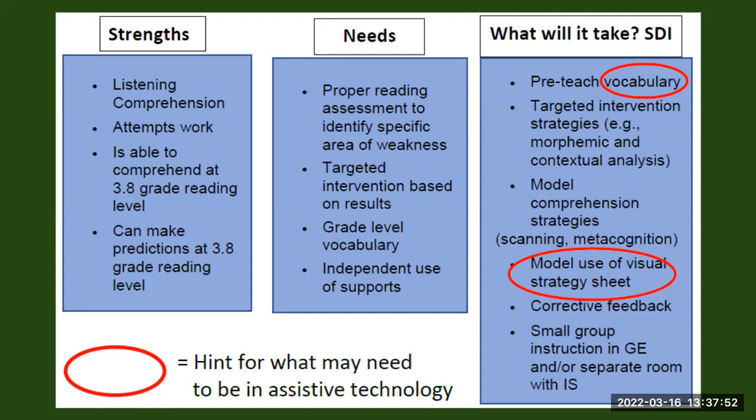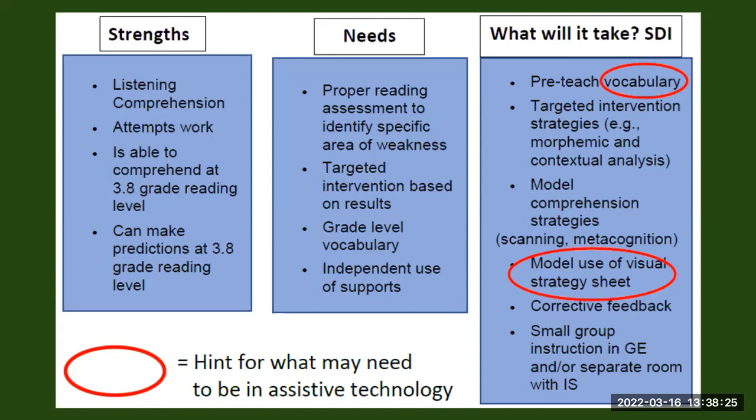Well, we could pre-teach vocabulary, targeted intervention strategies, so morphemic and contextual analysis, helping him recognize those context clues. We could model comprehension strategies, so we could teach him and show him how to use scanning and metacognition. Model use of a visual strategy sheet, provide that corrective feedback, and then obviously small group instruction in the gen ed setting or in a separate room with the IS.